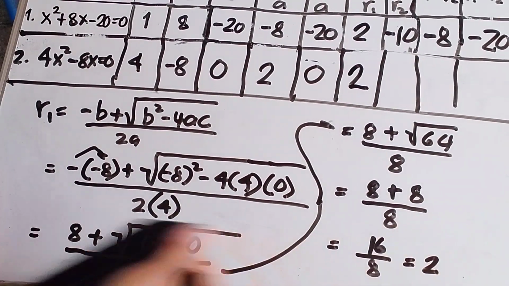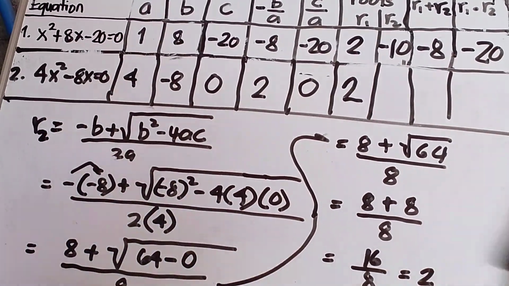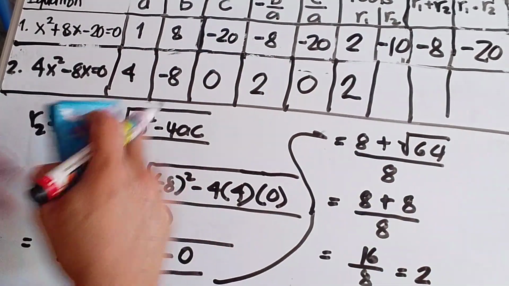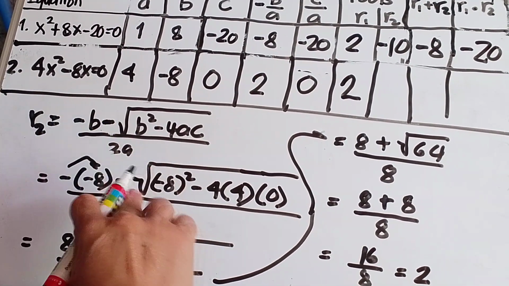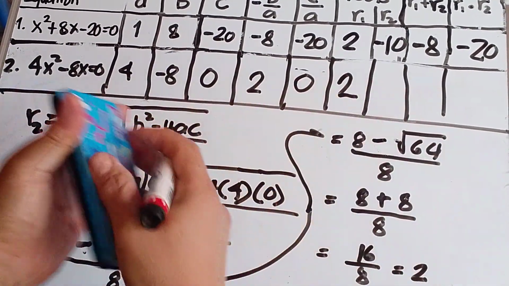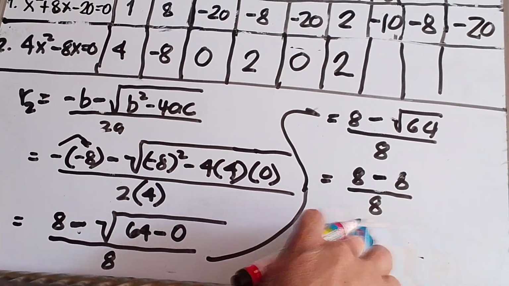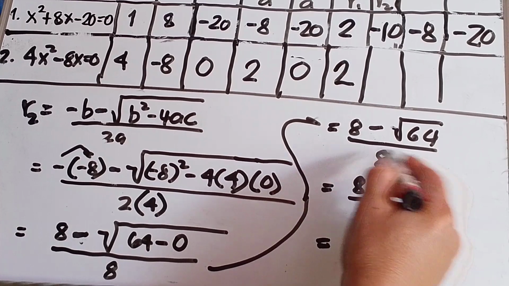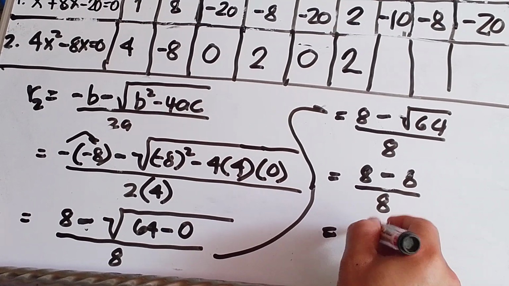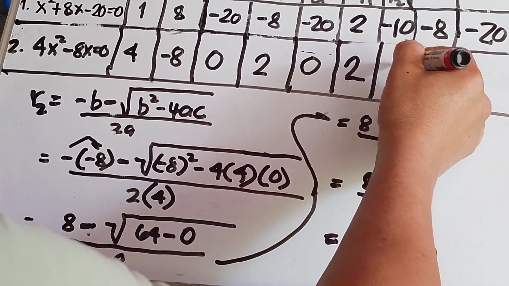Now for solving R2, we need to change the subscript, and then change the sign between b and the square root. So for R2, we start here. 8 minus 8 over 8. So 8 minus 8 divided by 8. So our R2 will be 0. So this is 0.